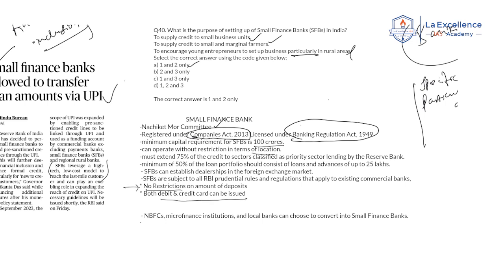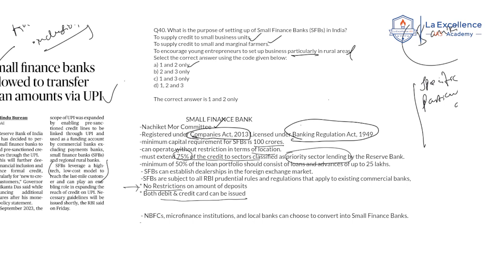Okay, remember, no restrictions. The small finance banks must extend 75% of the total credit to the sectors classified as priority sector lending. You know that this priority sector lending, in which RBI guidelines provide that a certain amount of money from the banks as a loan should be given to the priority sectors such as MSMEs, agriculture, marginalized sections and things like that.